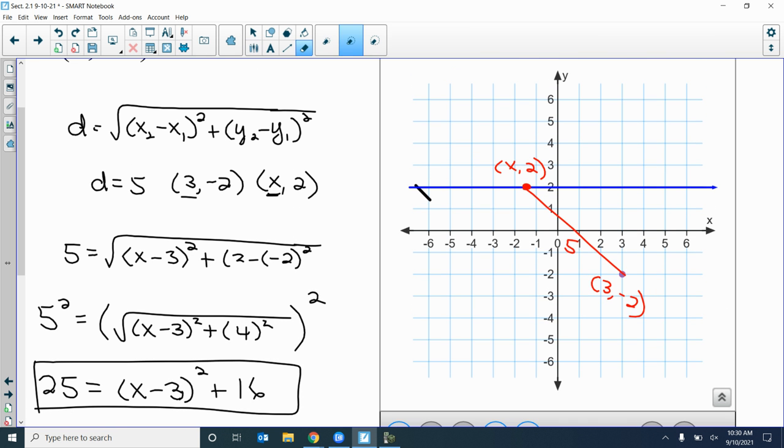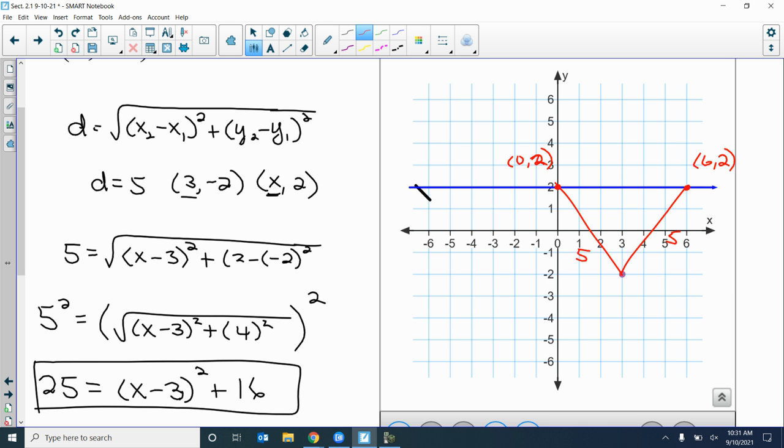Now, I didn't draw it in the right spot. So 0, 2 would be this point right here. There's 0, 2. That's one of my points. My other point is 6, 2. And I'm saying that both of those distances are 5.